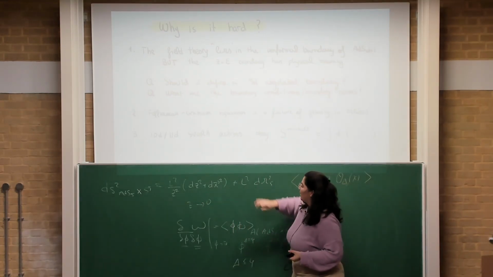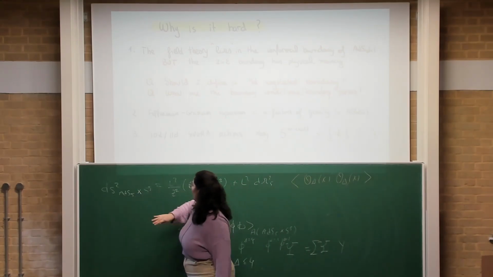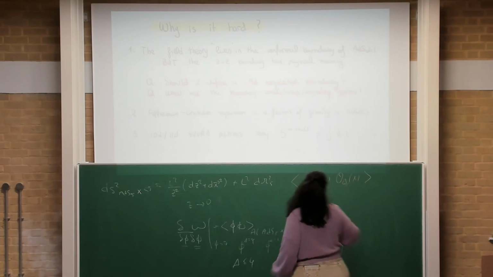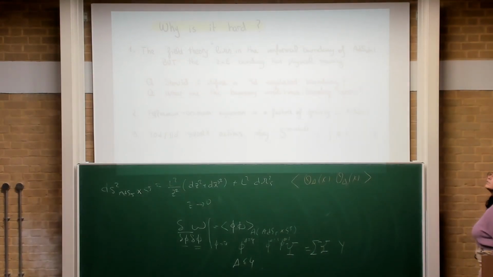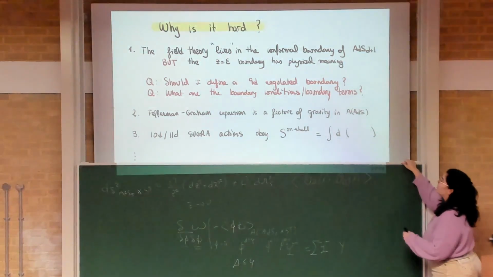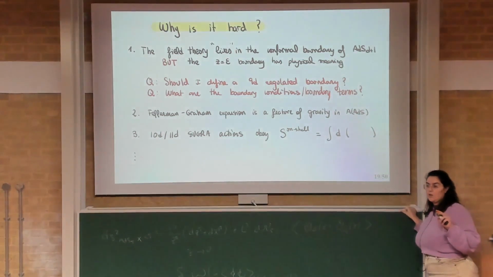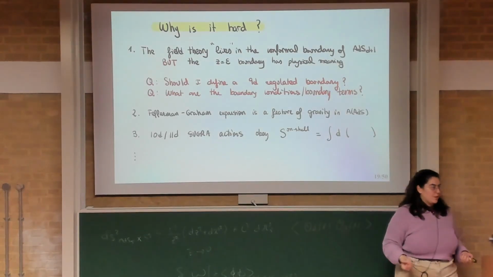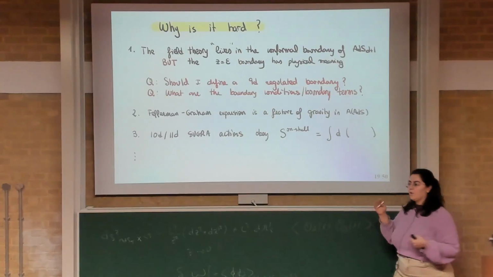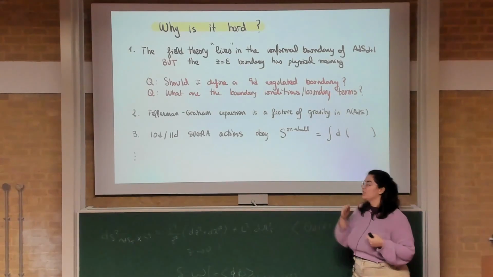So when you do the usual AdS/CFT, people understand well what is the meaning of the regulated boundary at z equals epsilon. And indeed, that has been very important to understand what happens when I move epsilon and what this means physically.